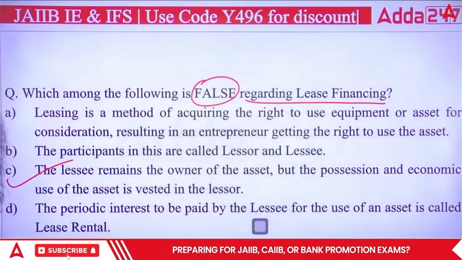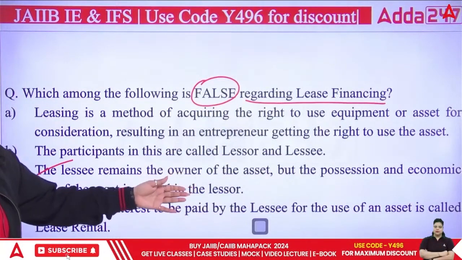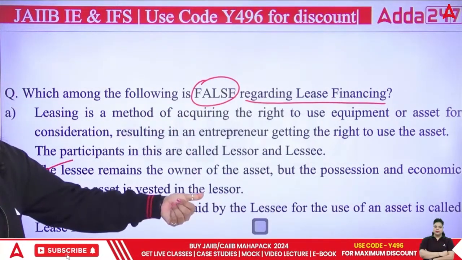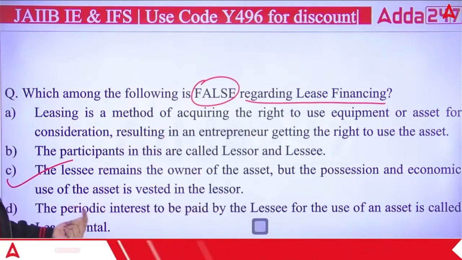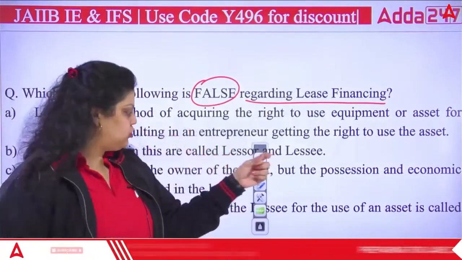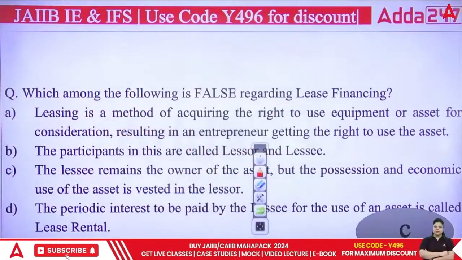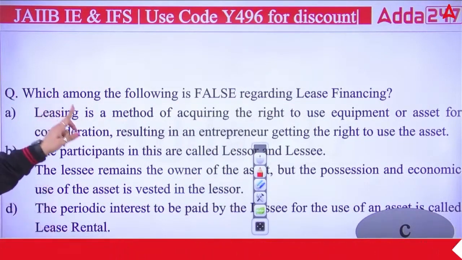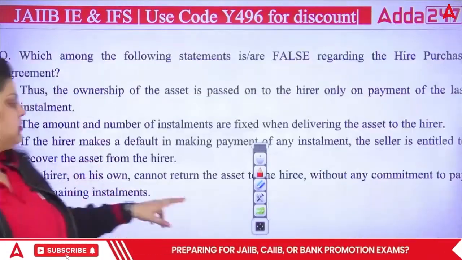It is not true. The lessee does not remain the owner of the asset. The lessor remains the owner of the asset, but the possession and economic use of the asset is vested with the lessee, it should be. So their places have been interchanged. Okay, so that's why the third statement is wrong. Your answer will be C. C is not correct about leasing or lease financing, we can say.